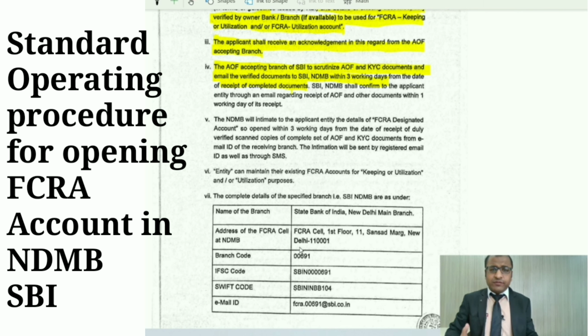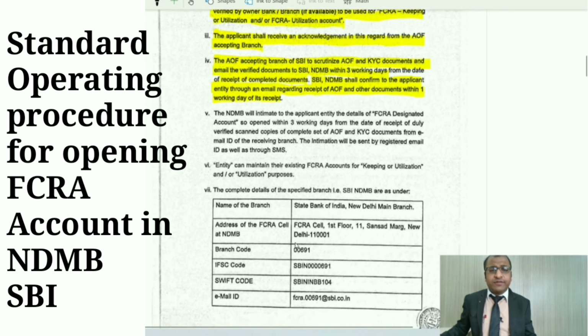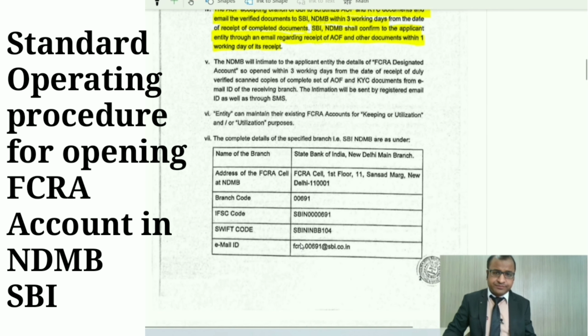Now, what will happen when the email is received by the SBI NDMB? The SBI NDMB shall confirm to the applicant organization through an email regarding the receipt of such form and the KYC documents within 1 working day of its receipt, which means after the submission of the form, within 4 days you should be receiving an email from the SBI NDMB that they have received your documents.